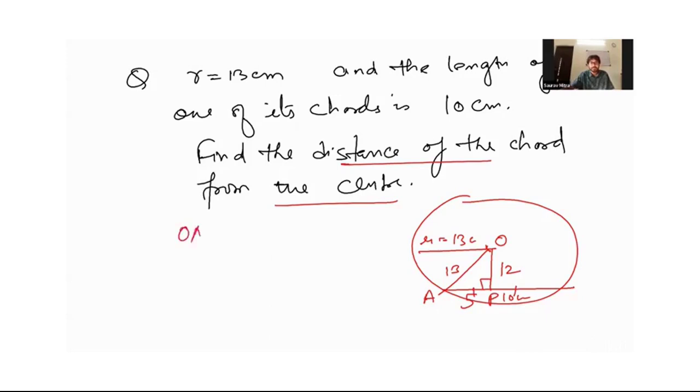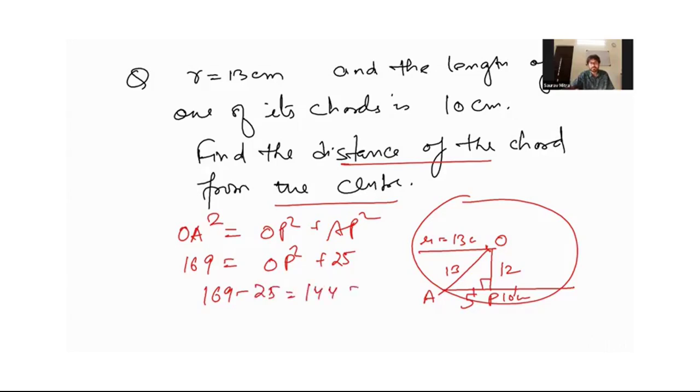So by Pythagoras theorem, OA square will be equal to what? OP square plus AP square. It is given that OA is 13, so OA square will be 169. OP we have to find, and AP square we know is 25. So 169 minus 25 will be 144. Square root of 144 will be 12. So OP is 12.